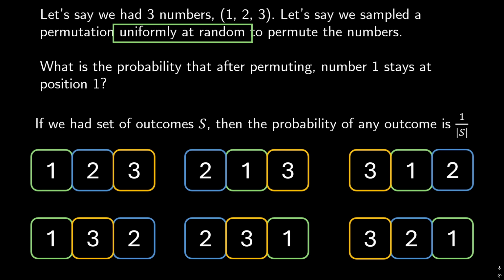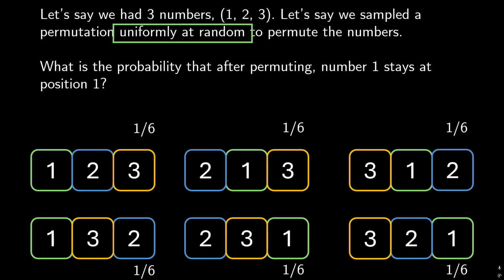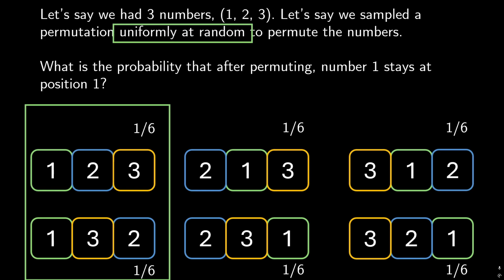If we have a set of outcomes S, and on the screen here we have 6 of them, then the probability of any outcome is 1 over the size of S. In other words, with 6 outcomes, the probability of any outcome happening is 1 over 6. So the probability that after permuting, number 1 stays in position 1 is as follows. We obtain either of these 2 outcomes all the way on the left of the screen: either permutation 1, 2, 3, or permutation 1, 3, 2. So we have 2 possible outcomes here.